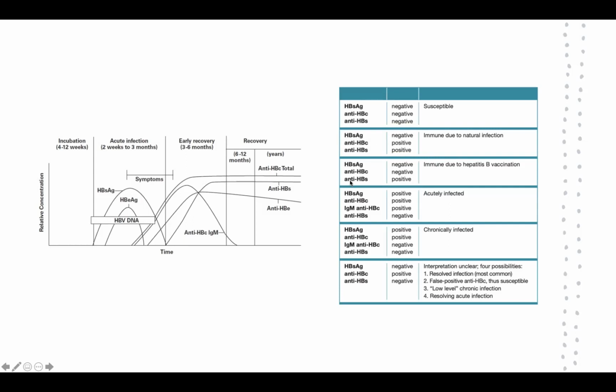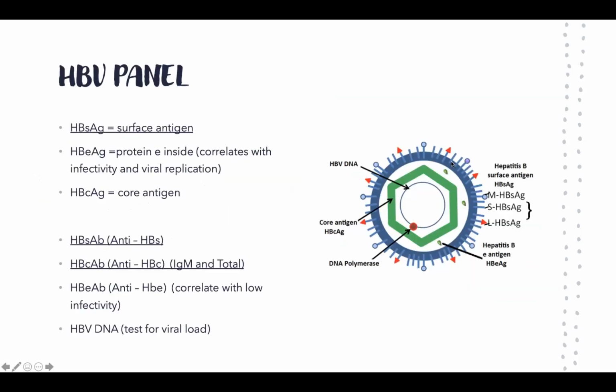If just the antibodies against the surface antigen is positive and everything else is negative, this is because they have had a hepatitis B vaccine. So the hepatitis B vaccine is based off the surface antigen. They only use the surface antigen to mount an immune response for the vaccination.